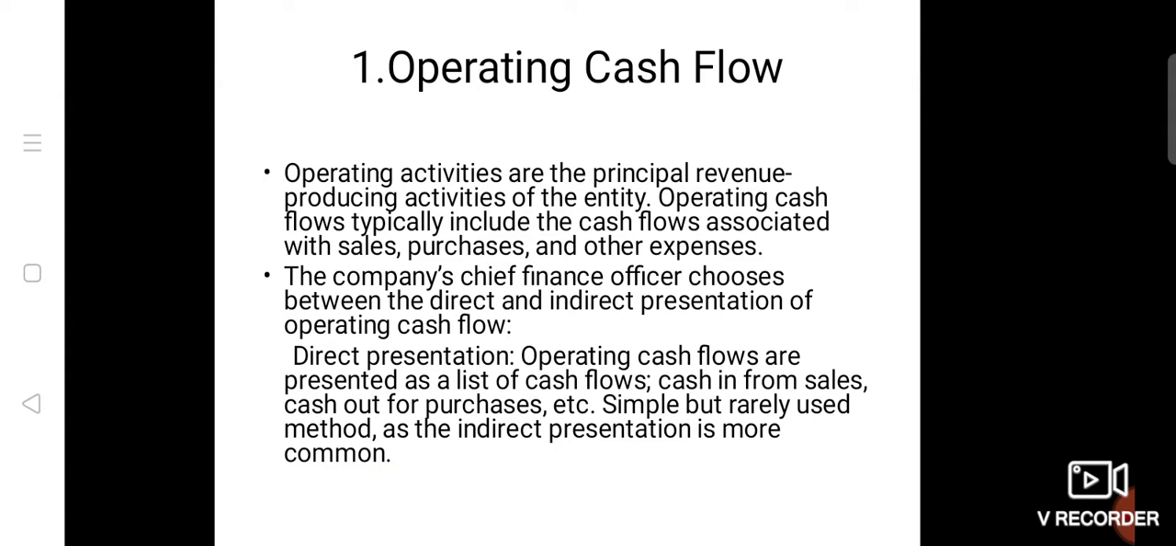Indirect presentation. Okay, so there are mainly two types of presenting operating cash flow. One is the direct method and the other one is the indirect method. In the direct method, we directly write the operating activities inflows and outflows and calculate the cash flow from operating activities. Whereas in the indirect method, we do a reverse working from the net profit before tax. That we'll see in detail.